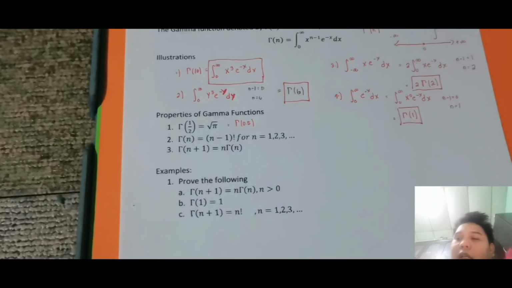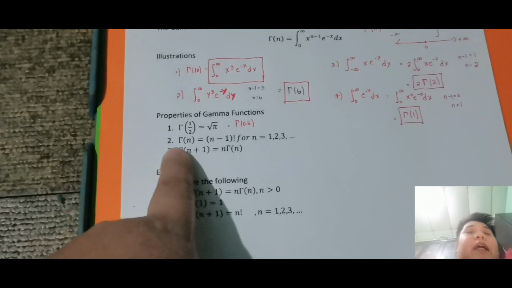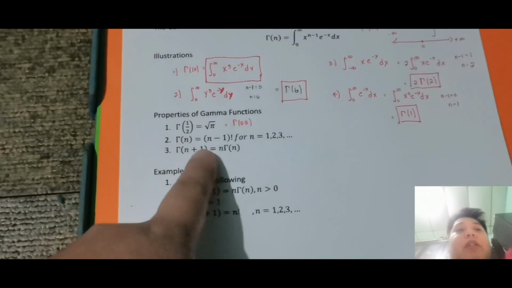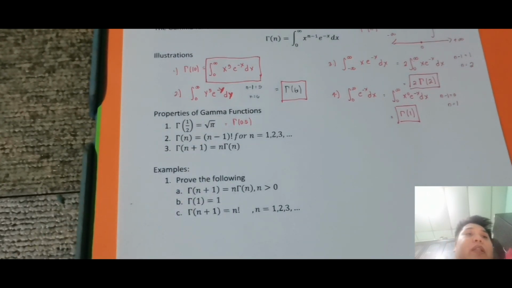Now, let's move on sa number 2. Number 2, ang sabi sa number 2 property natin guys is, we have a gamma of n is equal to n minus 1 factorial, for n is equal to 1, 2, 3, 4. So meaning, whenever yung n natin o yung sa loob ng gamma natin is a whole number or a natural number, gagamitin natin yung formula which is just n minus 1 factorial.